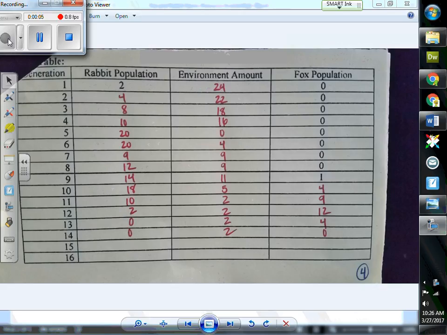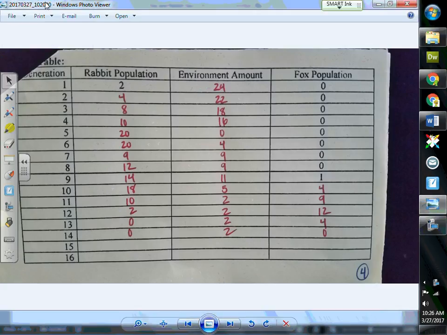What we're going to do today is take the data that we collected in the fox and rabbit game last Friday, and we're going to graph it. After we're done graphing this information, we're going to interpret the graphs and try to figure out what happened to our rabbits and foxes and resources on Friday.